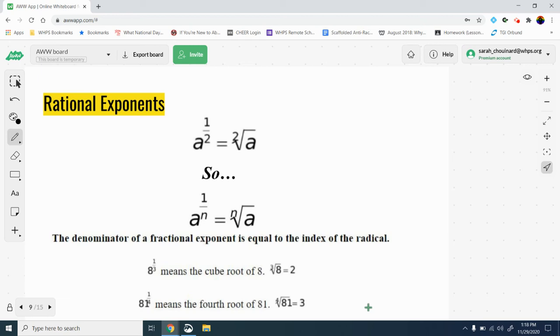So since a to the 1/2, the denominator became the index, we can conclude that a to the 1 over n is the nth root of a. So the denominator of a fractional exponent is equal to the index of the radical. So 8 to the 1/3, the denominator becomes the index, is really the cube root of 8. 81 to the 1/4, the denominator becomes the index, is the fourth root of 81, which is equal to 3.